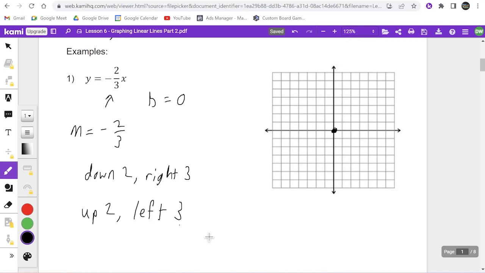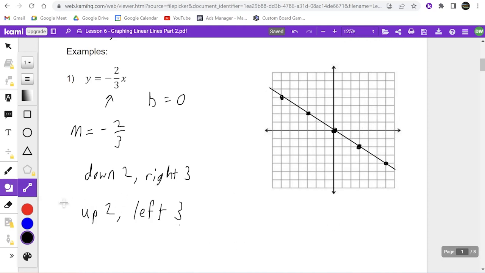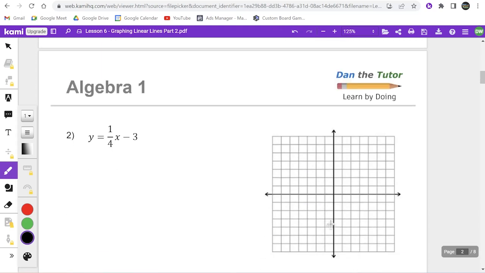So what do we have here? It looks like down 2, right 3 gets us that point right there. Another down 2, right 3 gives us right there. And then I'm going to go up 2, left 3 the other way. So up 2, left 3, that point right there. And another up 2, left 3, that point right there. And then if I want to connect these lines, it will look like that. And there we go. There is our function. Any questions on that one? Okay, good. So, as we can see, we don't even need the y-intercept.